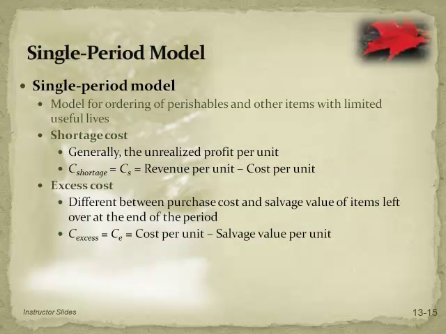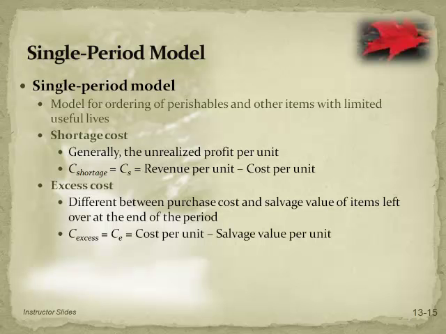Now we'll finish up this part of the chapter by discussing the concept of a single period model. In most cases, when we're ordering an item from a supplier, we can order any time that we want, and of course we can order the quantity that we want. But in certain types of materials, we really only have one opportunity to purchase an item, and we refer to that as a single period model.